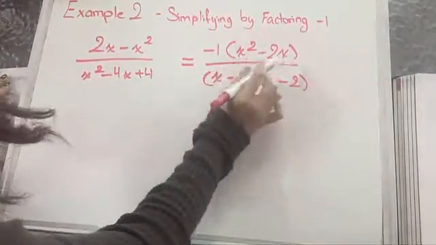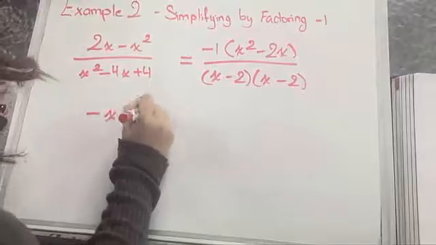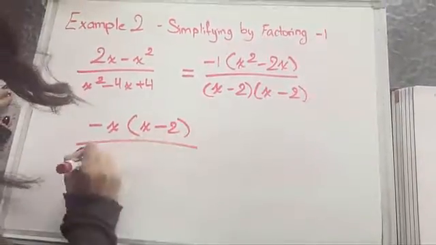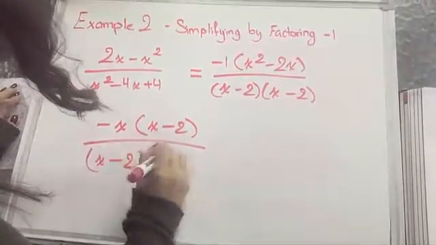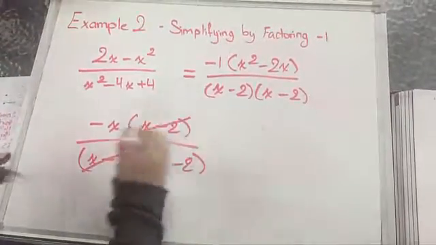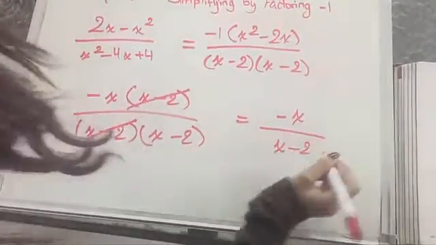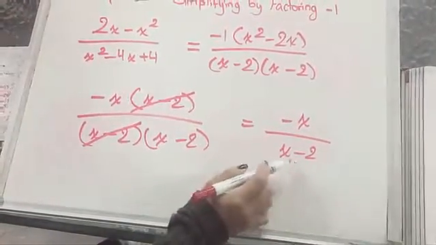Then there's a common factor in the numerator, which is x, so you factor it out also. It becomes negative x times x minus 2 over x minus 2 times x minus 2. Since they're common, you cancel them out, and the final answer is negative x over x minus 2. So the expression is undefined at x equals 2.